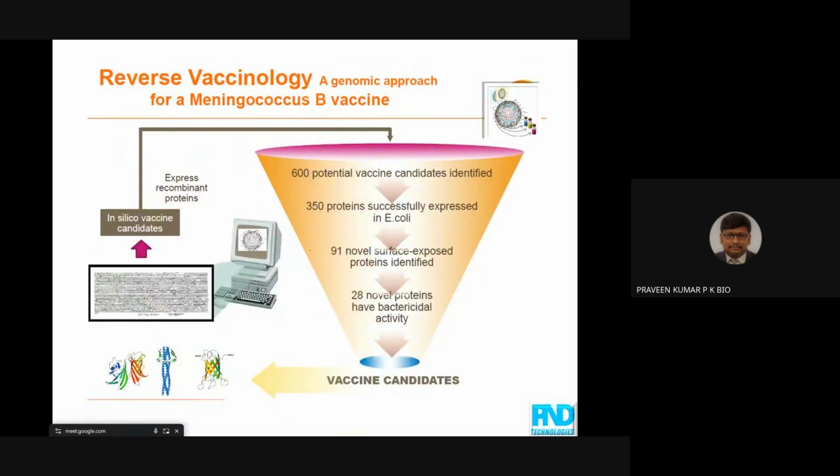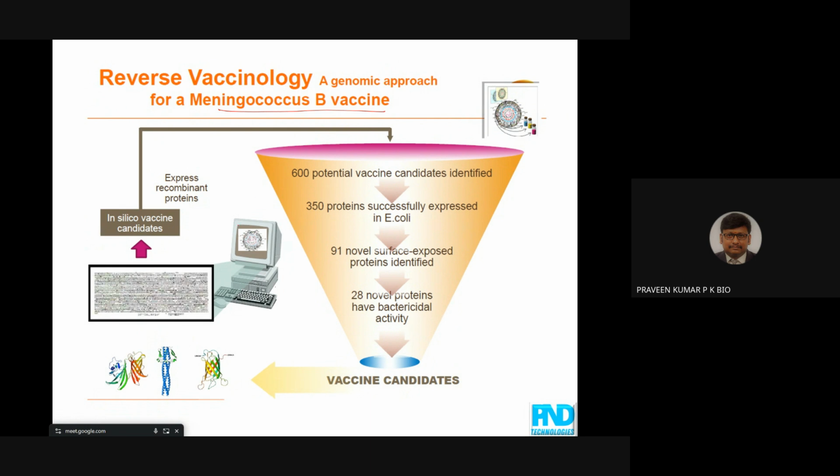This is a GATE question. What is the first vaccine discovered from reverse vaccinology? In the world, the first vaccine discovered is the meningococcus B vaccine. It's a meningococcus B polysaccharide kind of vaccine. This is used for treatment of bacterial meningitis, the bacteria which affect the brain.